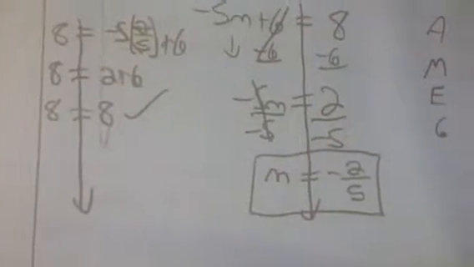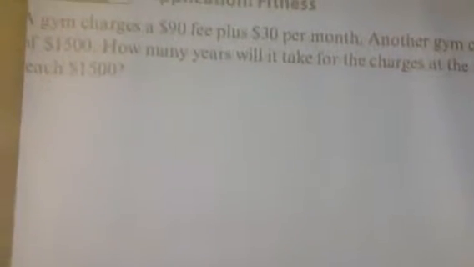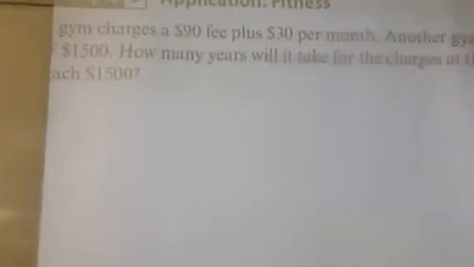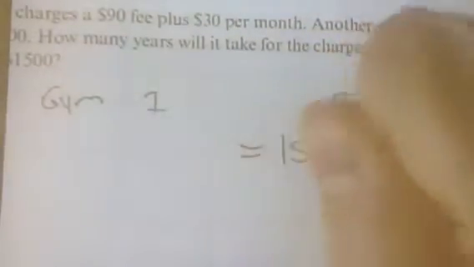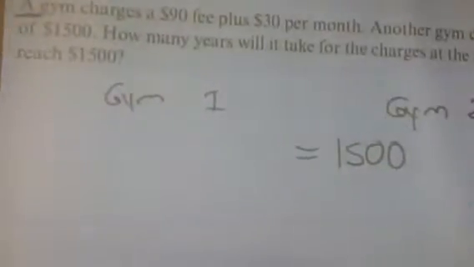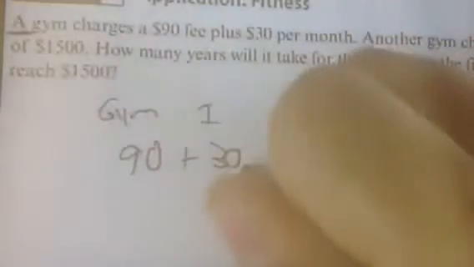Now, let's apply this to a real-life situation. A gym charges a $90 fee plus $30 per month. Another gym charges $1,500. How many years will it take for the first gym's charges to reach $1,500? So what we want to know is how long will it take before this first gym is equal to the second gym. So we've got gym 1, and here we've got gym 2. We want to know how many years it will take for the two to be equal. Well, gym 2 is $1,500, okay? Gym 1 charges $90 plus $30 per month. So $30 per month we could write as 30M.